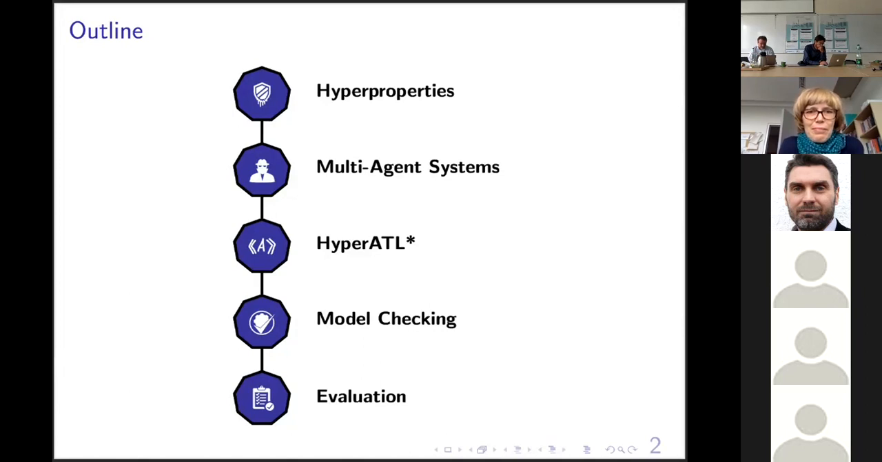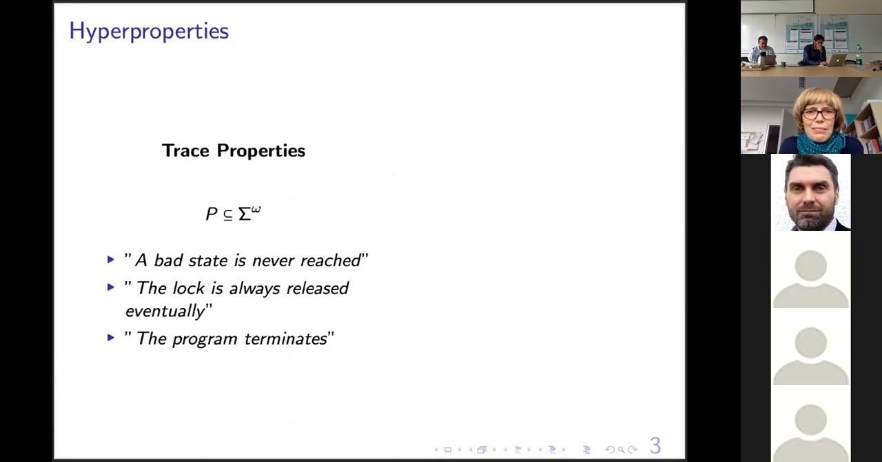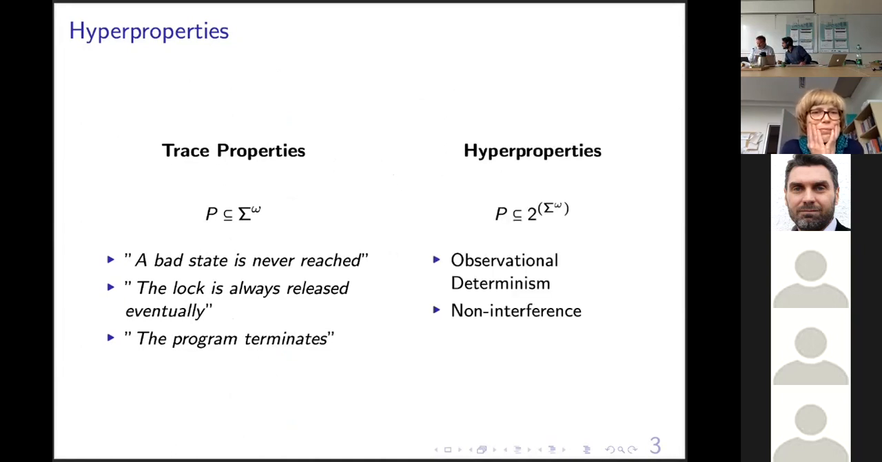So let's begin with hyperproperties. And we can view them in contrast to trace properties. So trace properties are usually sets of traces that just specify admissible behavior of a program. Typical examples include something like a bad state is never reached or the program terminates. Hyperproperties, on the other hand, are sets of sets of traces. So they allow us to specify relations between traces in our system, and they are commonly used, for instance, in information flow control. Properties such as observational determinism or non-interference are hyperproperties.